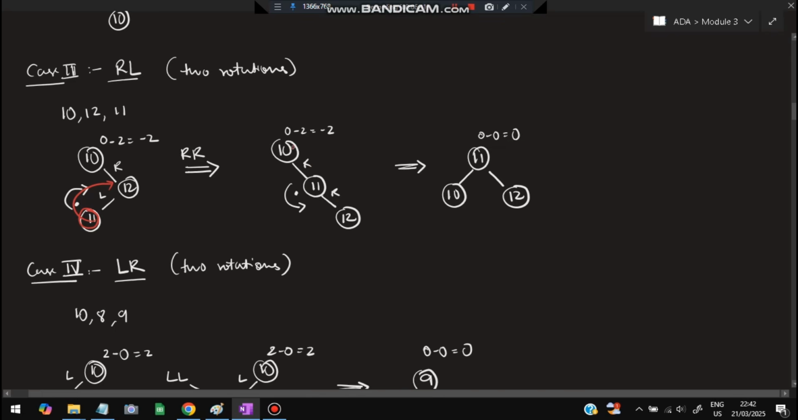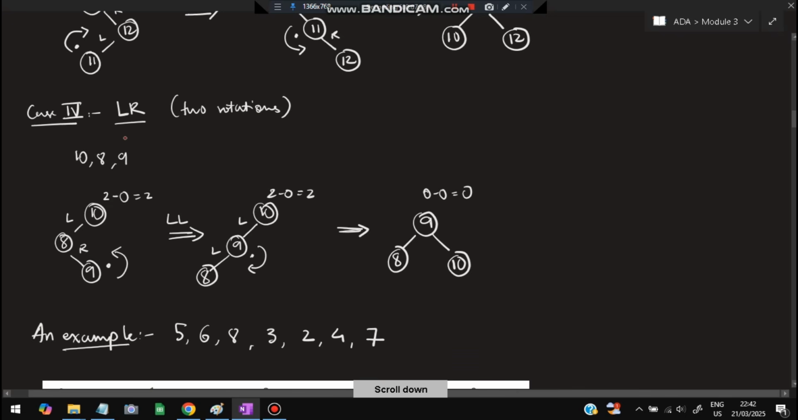Now again it is imbalanced because it is 0 minus 2. Here the height is 2, so it will be 0 minus 2. Minus 2 is not allowed. So we already know how to fix RR. In RR, we take the middle element and push the top element like this. So what will happen? It will become like this. Again 1 minus 1, it will be 0. So this one is balanced. So this is an RL case. In the RL case, since R is first, we have to convert the tree into RR and then convert it to a normal tree, like how we convert RR to a normal tree.